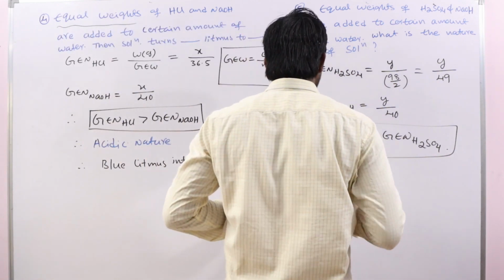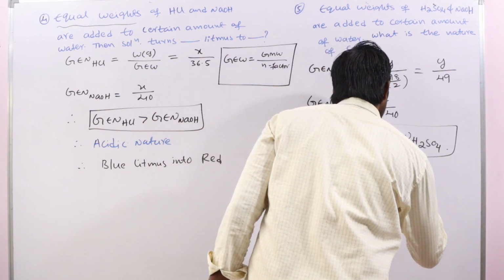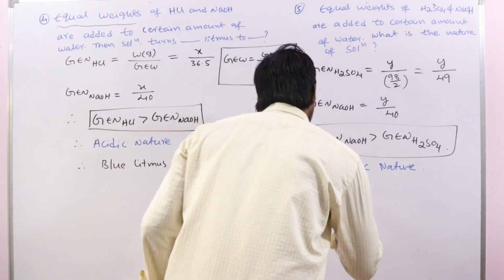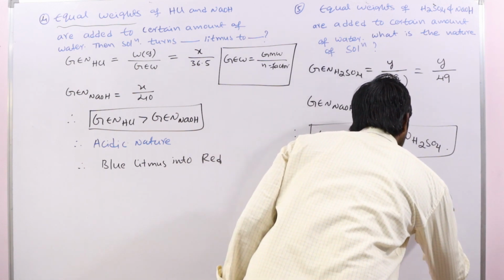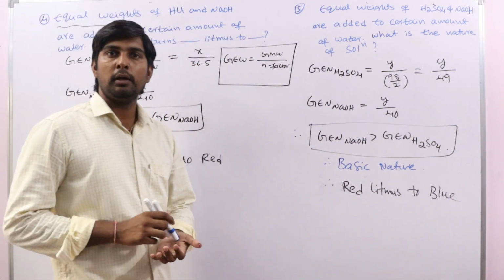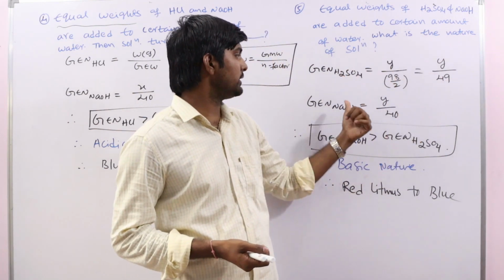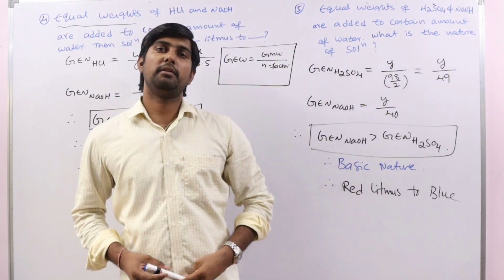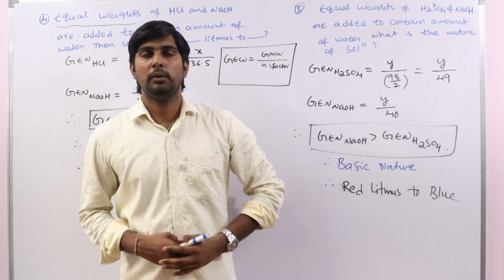So what is the nature? Basic nature. The nature of the solution is basic. And what about the litmus test? It will turn red litmus into blue. Okay, clear? Here also, if different weights are given, again we find the equivalents of acid and base, and then we can answer easily. In the next lecture we will discuss some other different problems on how to calculate pH. Okay, thank you.